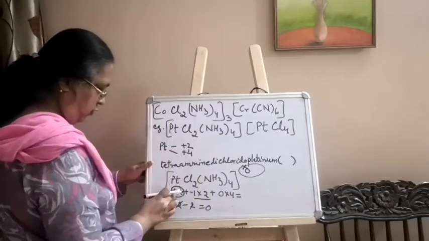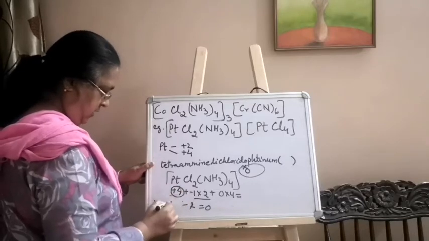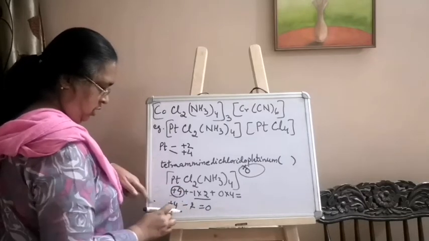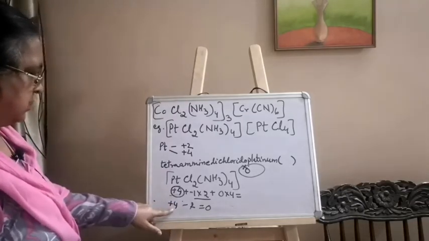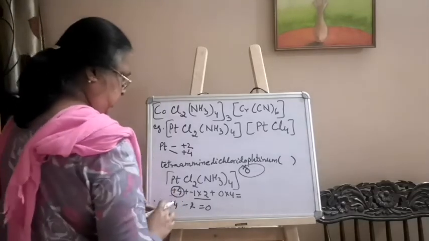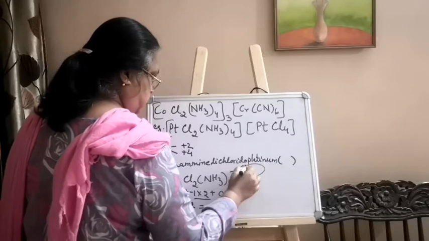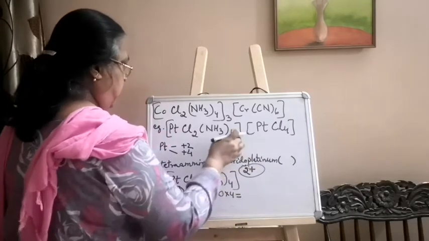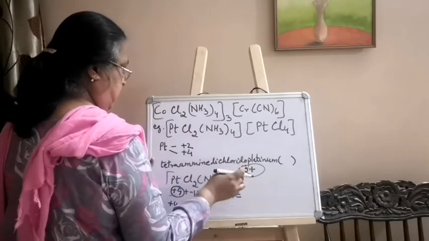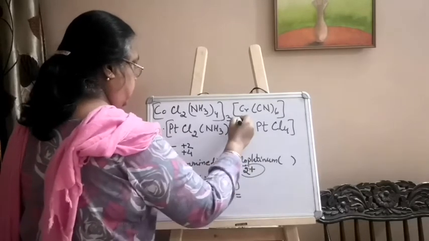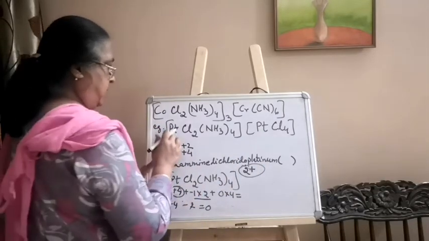Now we will do it with 4. If we take 4, plus 4 minus 2 will be 2. So a net charge of plus 2 is left over. We know that here we have a positive charge because it is the first part, the complex entirety. So here the charge will be 2 plus. This is for this particular case.